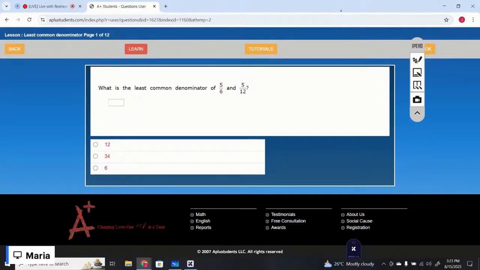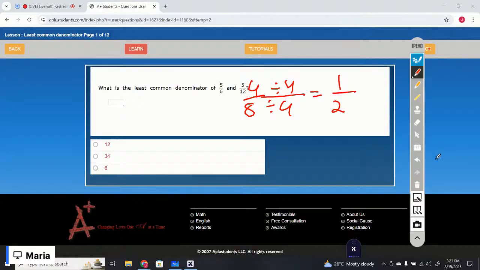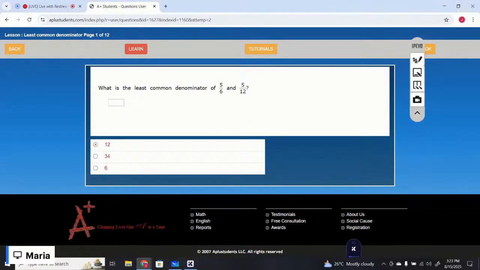What is the least common denominator of 5 by 6 and 5 by 12? So that is 12. Option number 1 is the correct option.